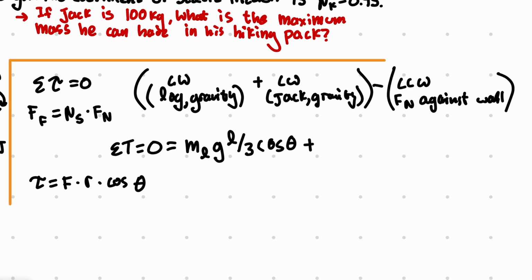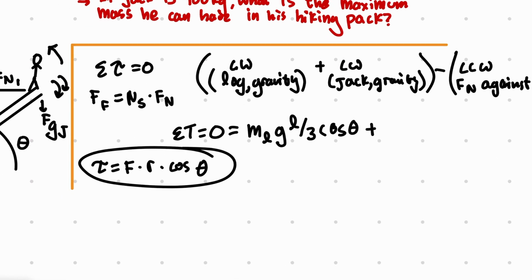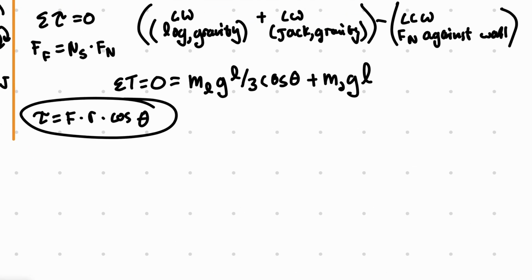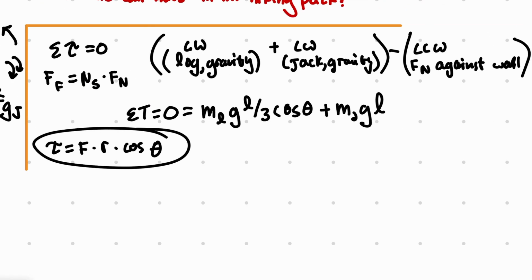Now, we're going to add to that the torque that Jack has clockwise. This is going to be pretty similar, because we're still using this formula over here. We're going to be using mass of Jack times gravity times the length that Jack is along the log. Remember, if Jack is over here, he's going to be exerting a lot less force on the pivot point than if Jack is over here.